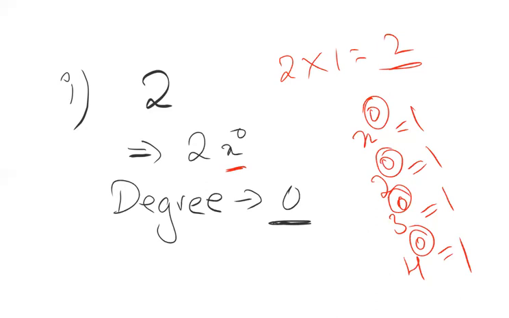Always check the variable, the unknown's power. That is equal to the degree of the polynomial. Do not check the constant. Ye constant is key value. Must check karo. Do not check that. Ye hamara degree hai. Theek hai.